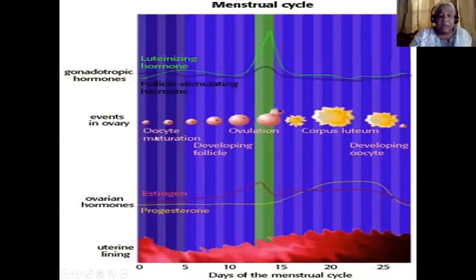Events in the ovary: you have the Graafian follicle developing, and then the Graafian follicle releases the egg, and you're left with your corpus luteum, which develops. The hormones produced by the ovaries are estrogen and progesterone. You can see the estrogen increases up to about when ovulation occurs, and then it starts to decrease. The progesterone level is steady, and then after ovulation, it starts to increase and is maintained.